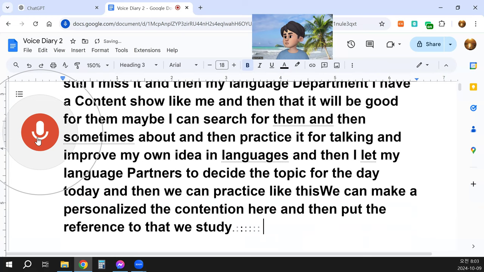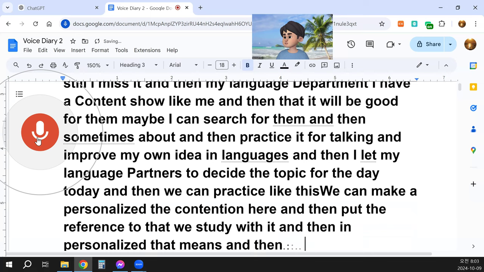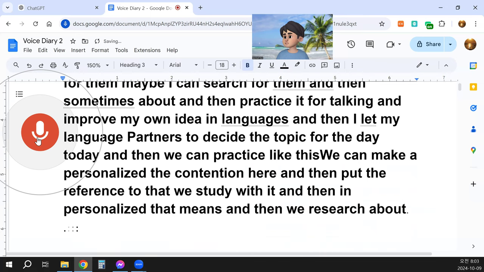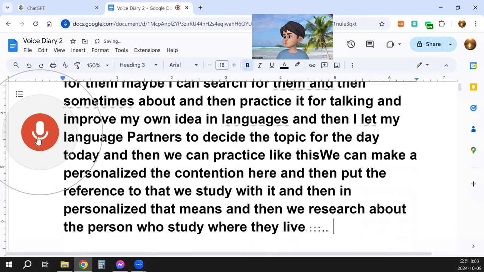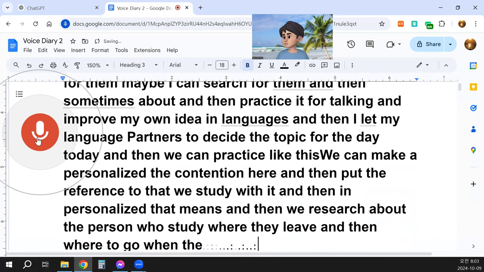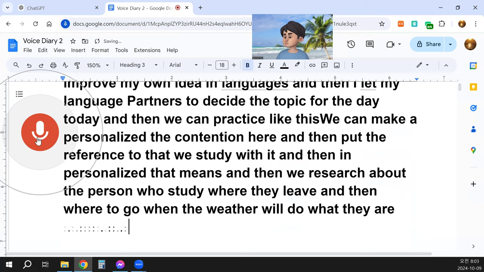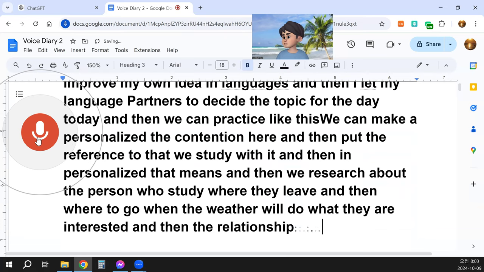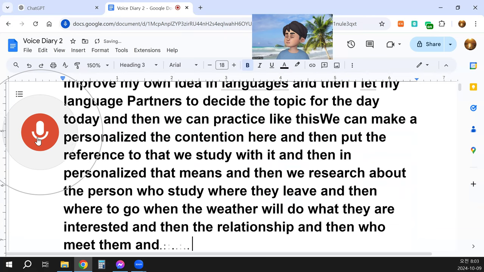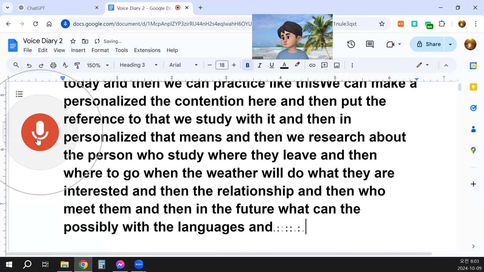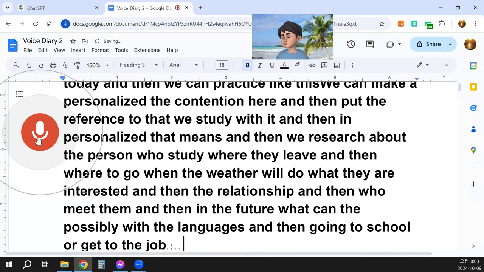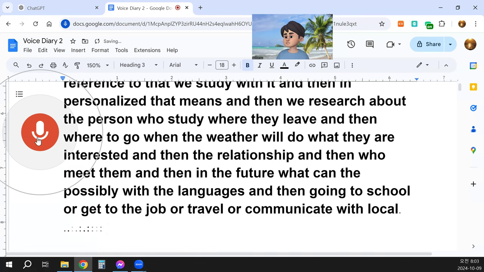Personalized means we research about the person who studies: where they live, where they go, what they do, what they are interested in, their relationships, who they meet, and in the future what they can possibly do with the language, like going to school, getting a job, traveling, or communicating with local people. There are many ways in many cases.